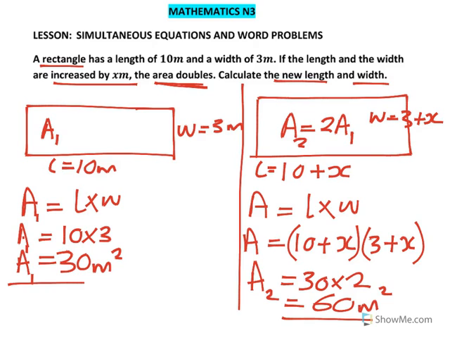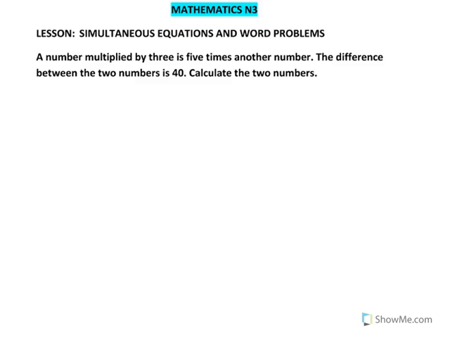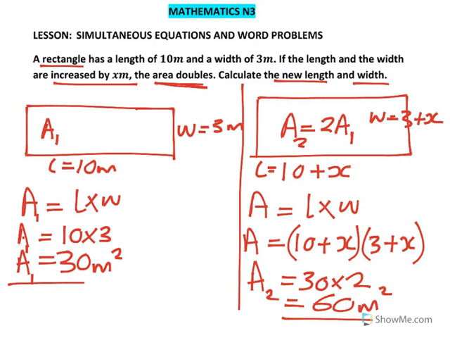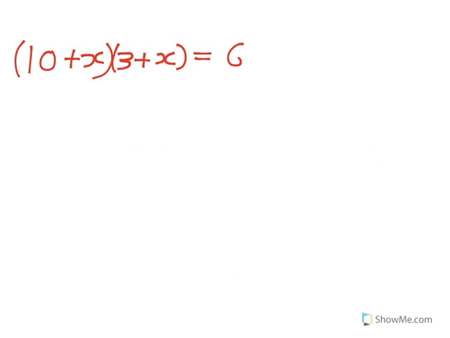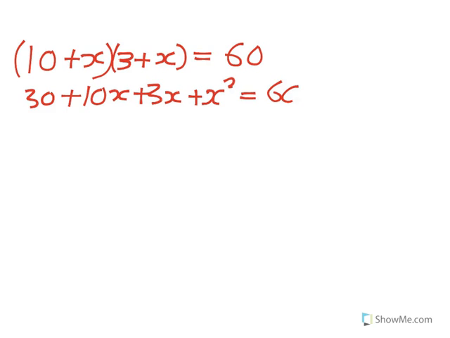So now, do you see that you have got an equation that you need to solve? So how do you solve it? It's (10 plus x)(3 plus x), remember, we're coming back here. It was (10 plus x)(3 plus x) is equal to our area, which is 60 square meters. You open that bracket: 10 times 3, you're going to have 30 there, plus 10 times x, 10x, plus 3x, plus x squared is equal to 60.